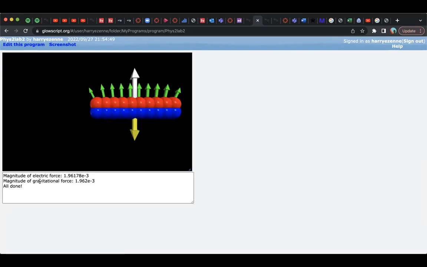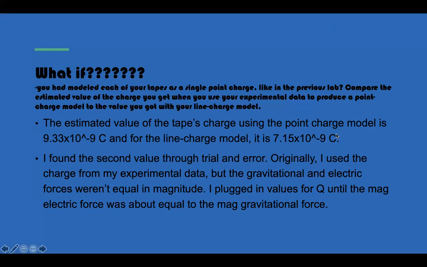As you can see, the electric force and gravitational force are both equal in magnitude, roughly. So the estimated value of the tape's charge using the point charge model is 9.33 times 10 to the negative 9th coulombs, and for the line charge model is 7.15 times 10 to the negative 9th coulombs. I found the second value through trial and error. Originally, I used the charge from my experimental data, but the gravitational and electric forces weren't equal in magnitude. So I plugged in values for Q until the magnitude of the electric force was about equal to the magnitude of the gravitational force.